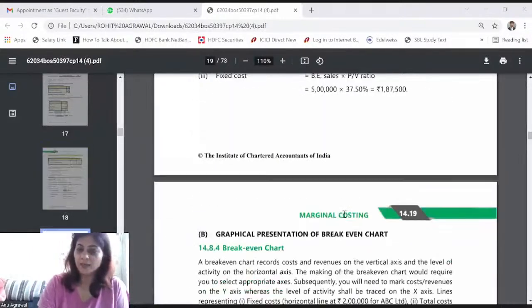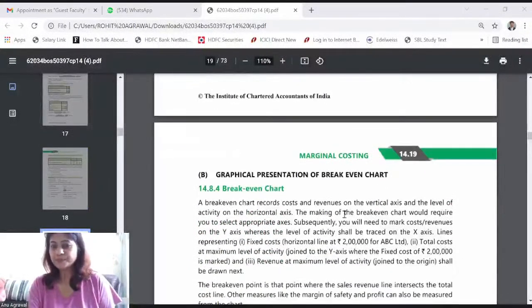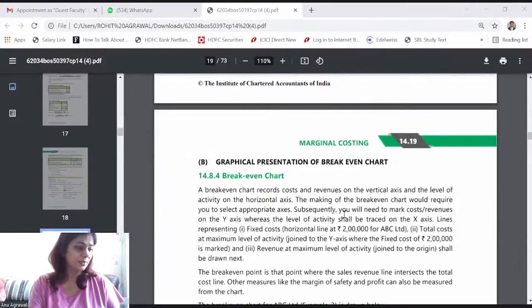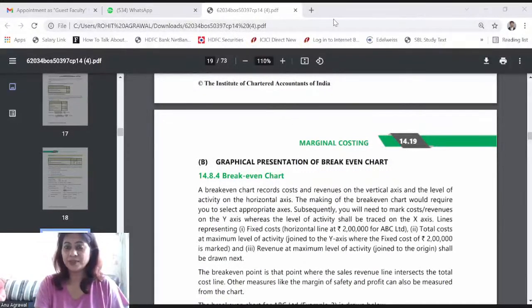Okay, right. Now, guys, we will be taking up graphical representation in the next class. So till now, whatever I have taught you is absolutely clear. We did the concept of VC ratio, PV ratio, break-even point, MOS, the concept of marginal costing. In the next class, which is on 3rd of December, we will be talking about graphical representation, limiting factors, and some more questions.